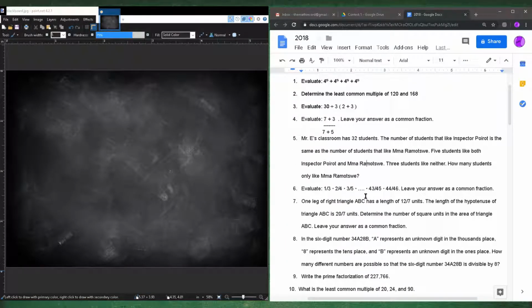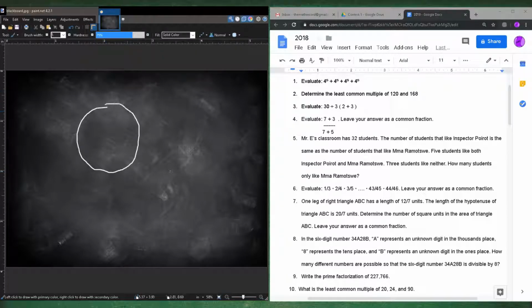Okay. Number 5. Mr. E's classroom has 32 students. The number of students that like Inspector Pora is the same as the number of students that like Mama Remoste. Sorry about that. 5 students like both Inspector Pira and Mama, and 3 students like neither. How many students only liked that name? I'm not gonna say it again. We'll butcher it. So let's just make a Venn diagram.